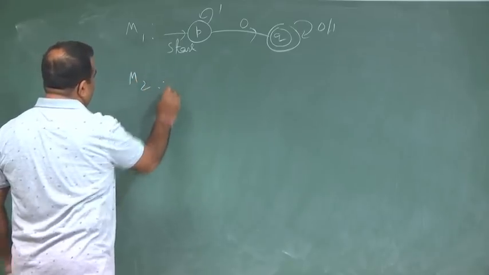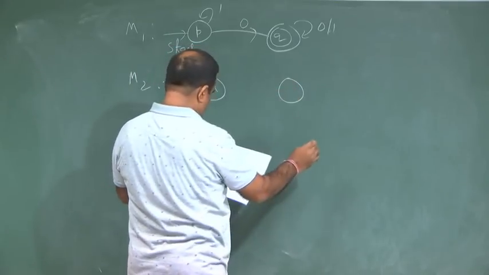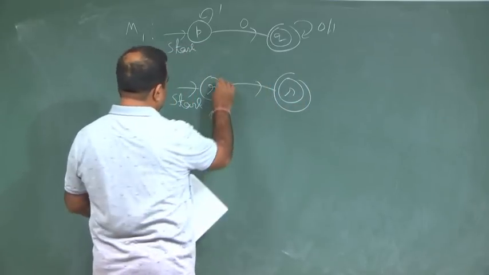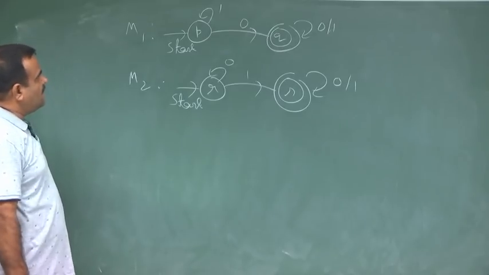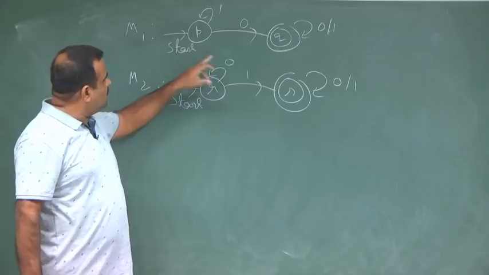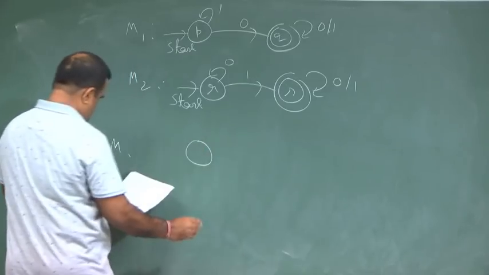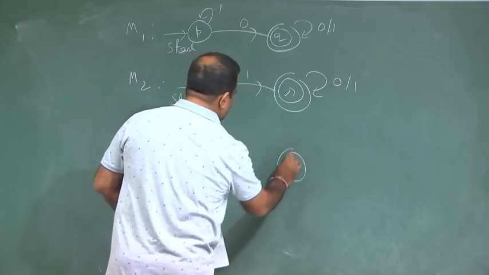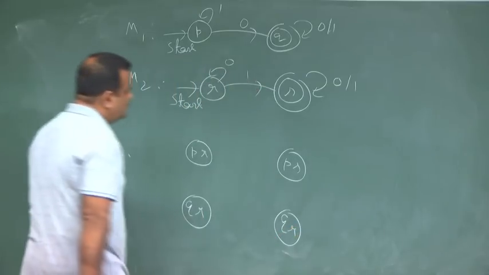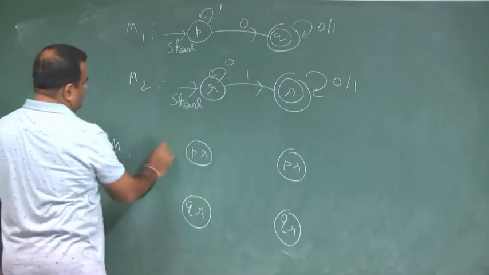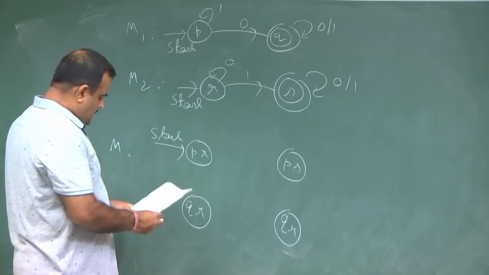Okay, now M2 is, say, R and S. So, this is 0, this is 1, this is 0 or 1. Now, we want to construct M. For M we need how many states? The Cartesian product: PR, PS, QR, QS. So, all the 4. So, this is our M. We can have PR, PS, QR, QS. Now, which is the starting state? Starting state is this one, Q1 Q2 kind of. Now, this is the final state.